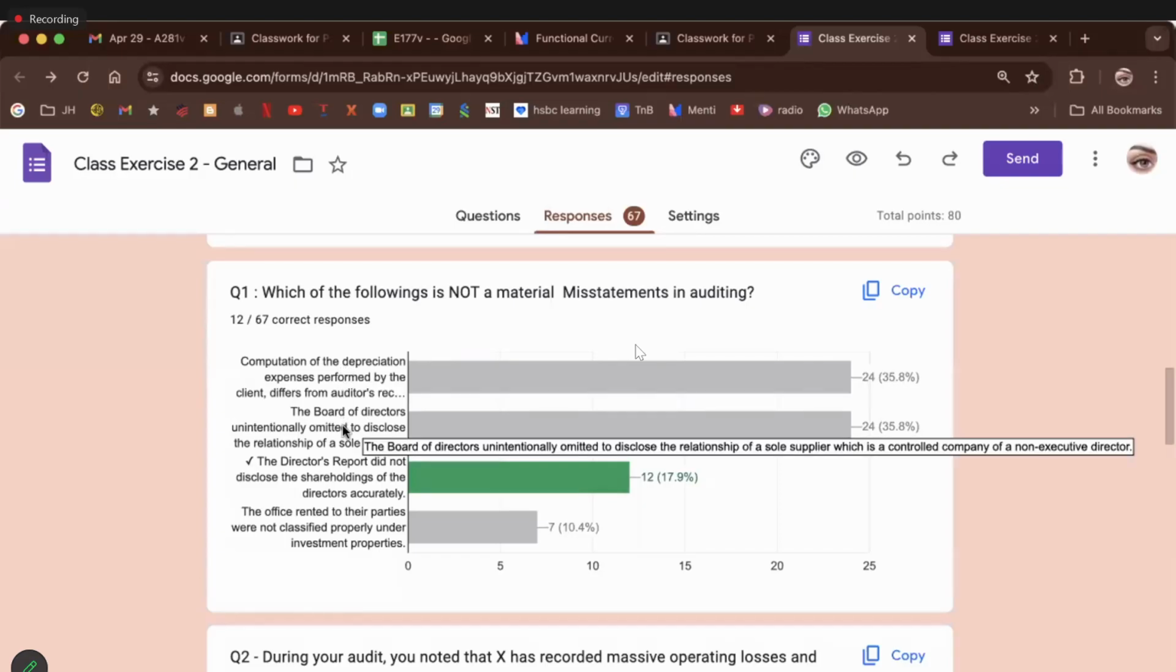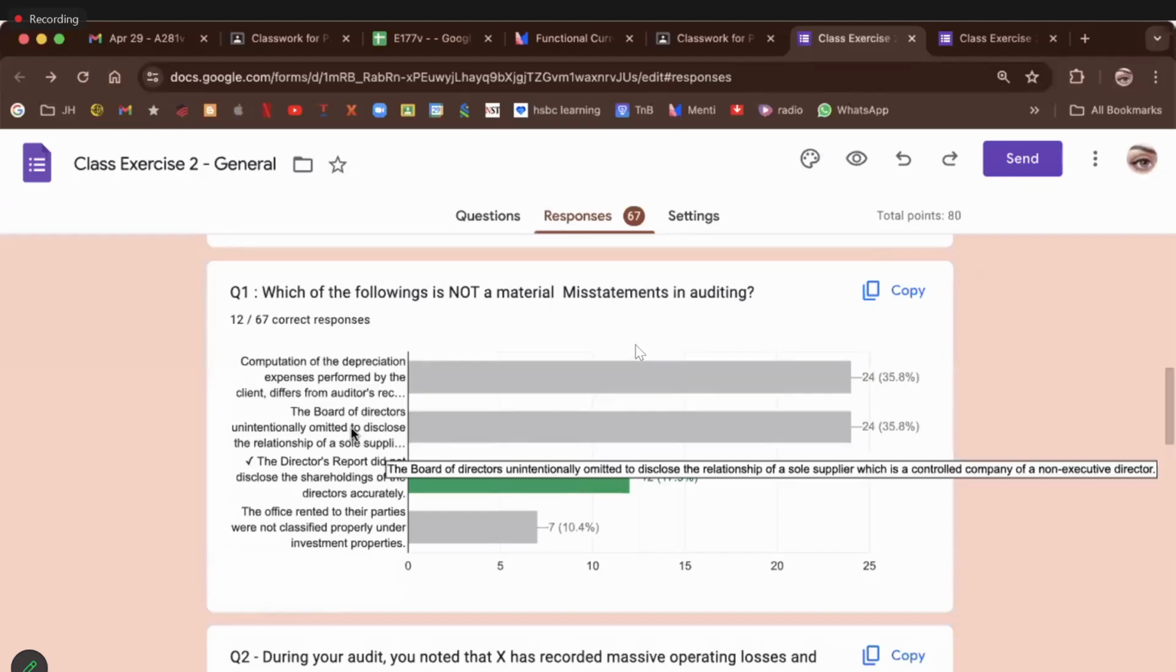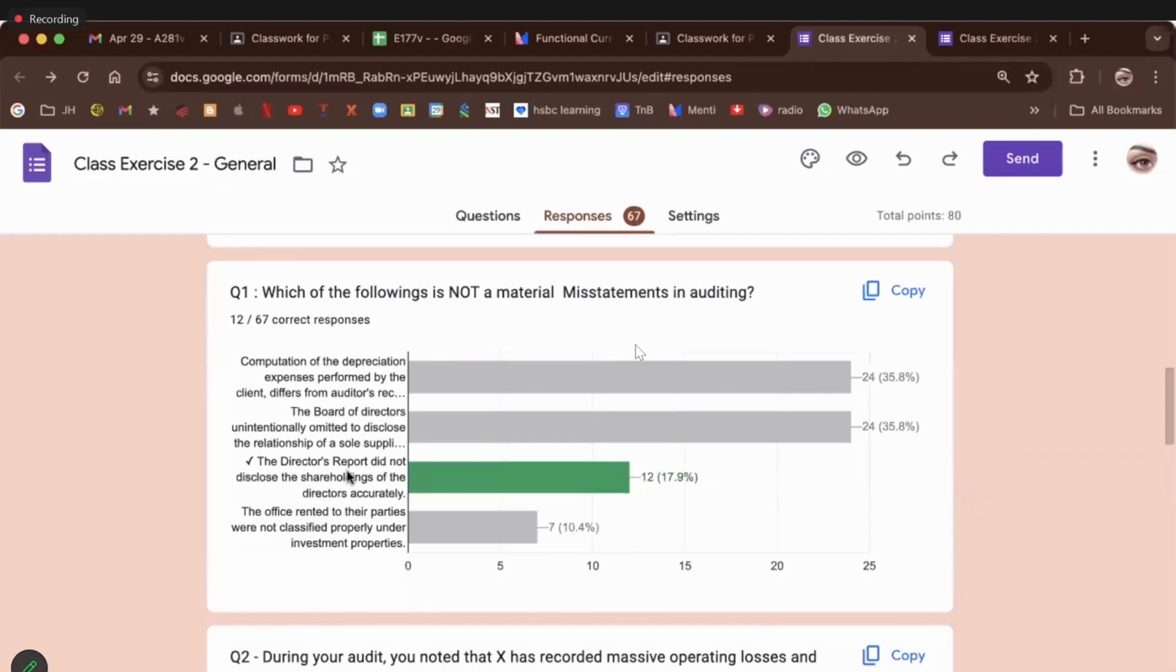The board of directors unintentionally omitted to disclose the relationship of a sole supplier, which is a controlled company of a non-executive director. So omission of disclosure, like in this case, is also a kind of material misstatement. All right. Yes, it's material by nature. The director's report did not disclose the shareholdings of the directors accurately.